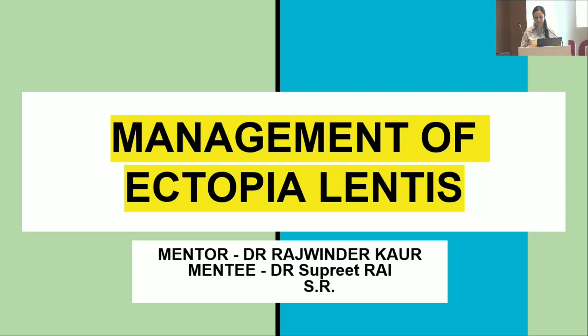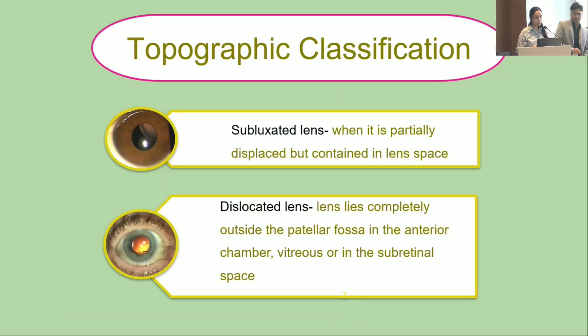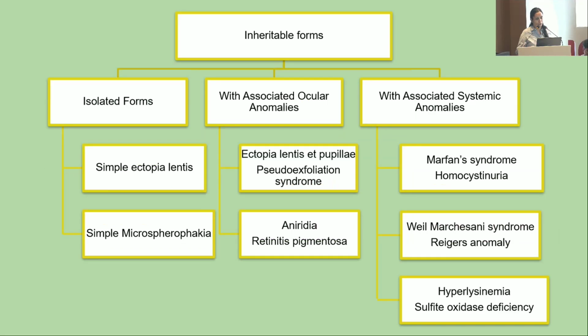Shall I start, sir? Good evening, everyone. So, Stellwag coined a term ectopia lentis in 1856, which meant the displacement of the natural crystalline lens. If the displacement of the lens is inside the patellar fossa itself, it is a subluxated lens. If it is outside the patellar fossa, it is a dislocated lens. The etiology can be inherited or acquired, most common being traumatic.